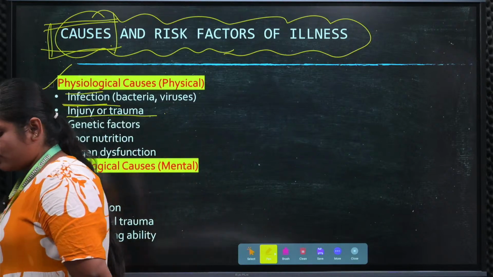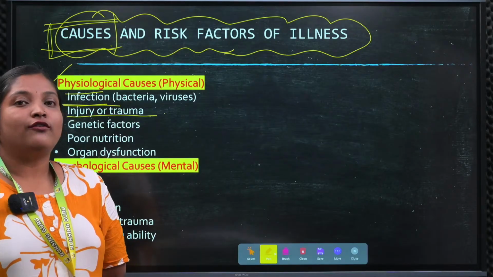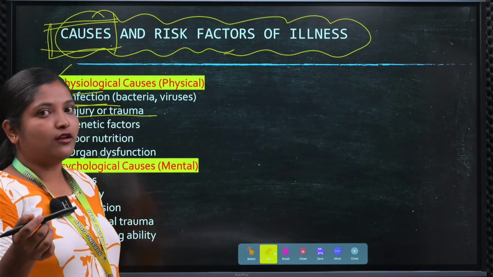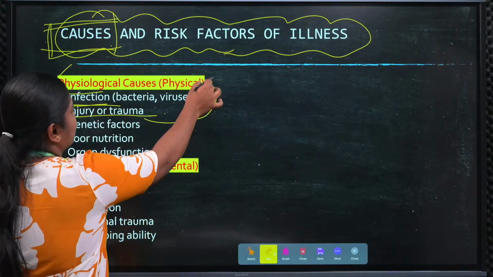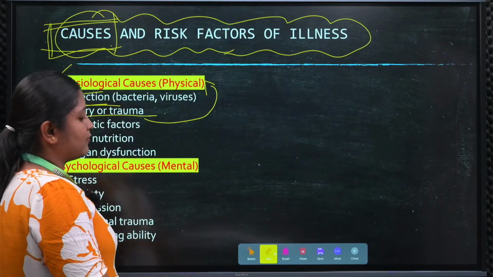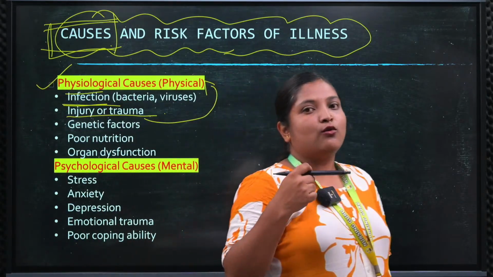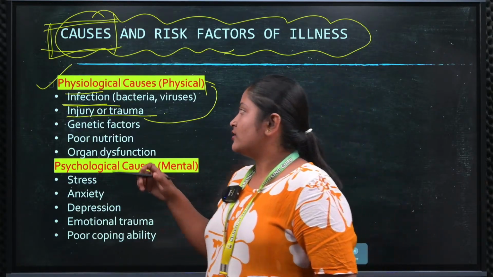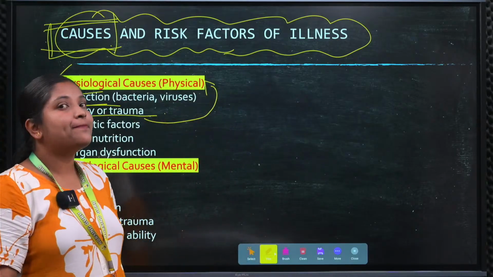Injury or trauma is due to any kind of accident, or it may be due to a sudden fall. Understanding what I am telling? That will affect your body only. Suddenly you fall and break, like fracture your hand, whose body gets the effect? So injury or trauma is also one of the causes to get illness.